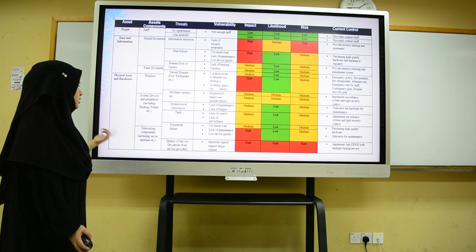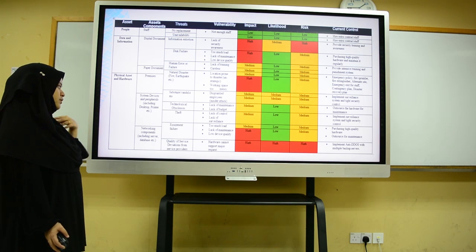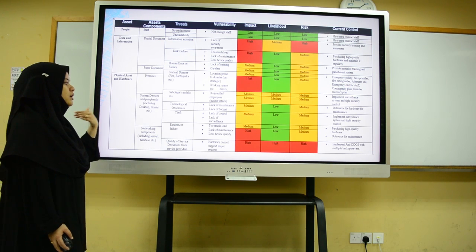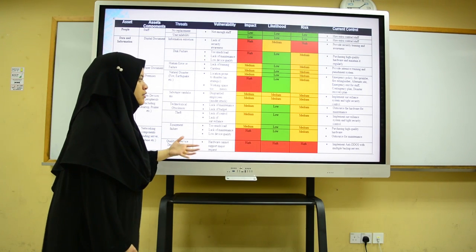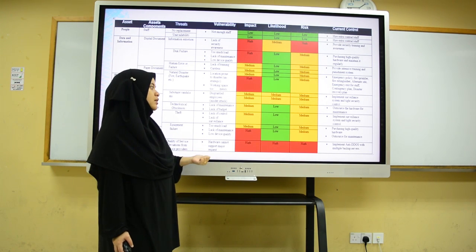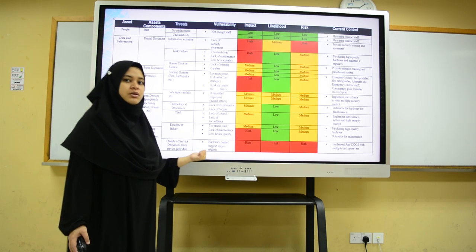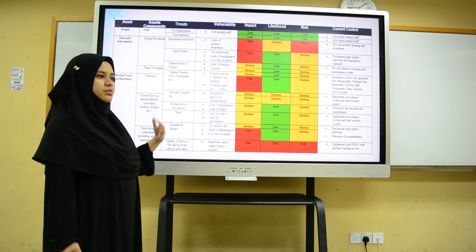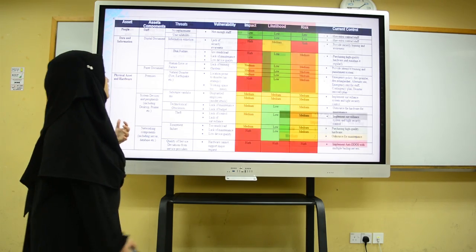Lastly, the quality of service deterioration from the service provider is very high because of the current event that happened around last month, the DDoS attack in UniKL. Because of that, we had a major interruption in our services.